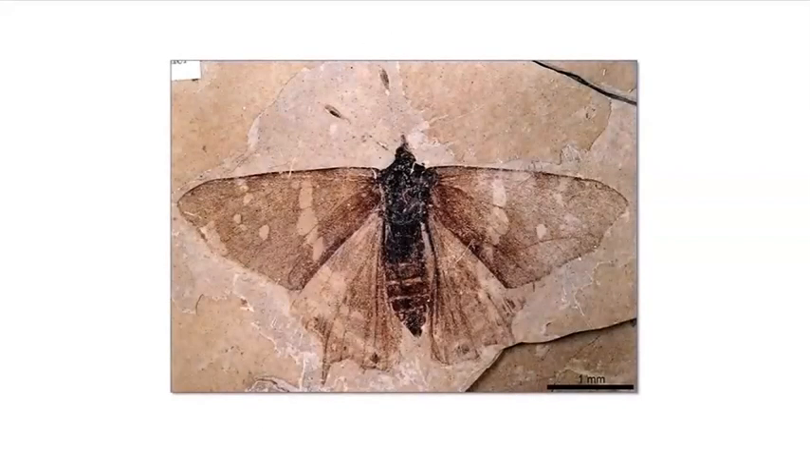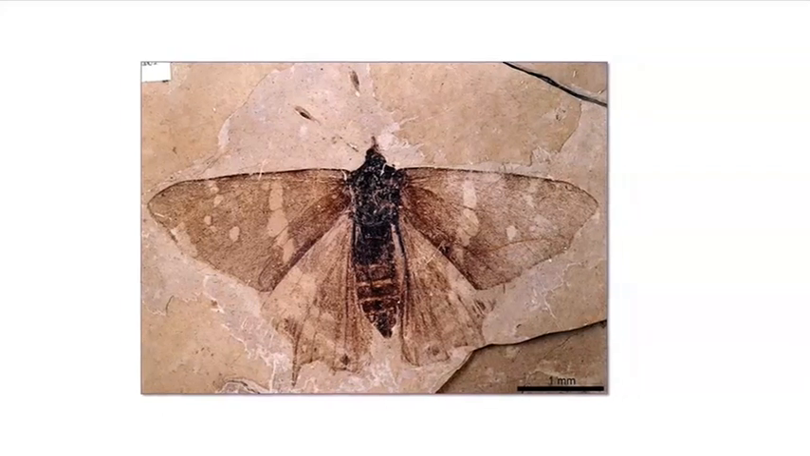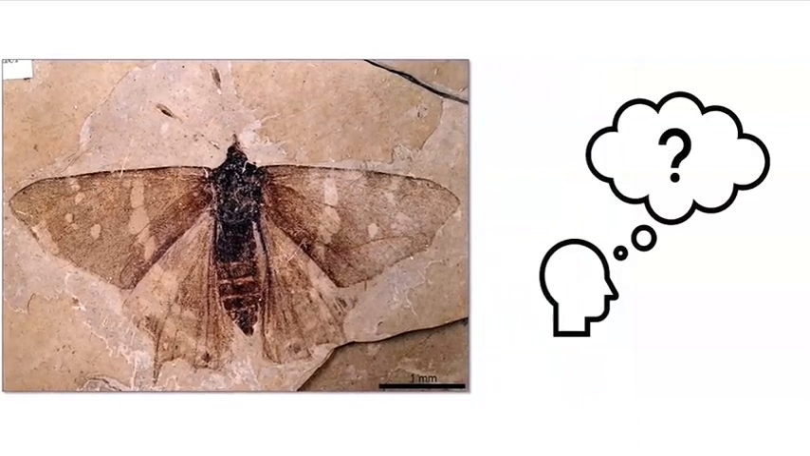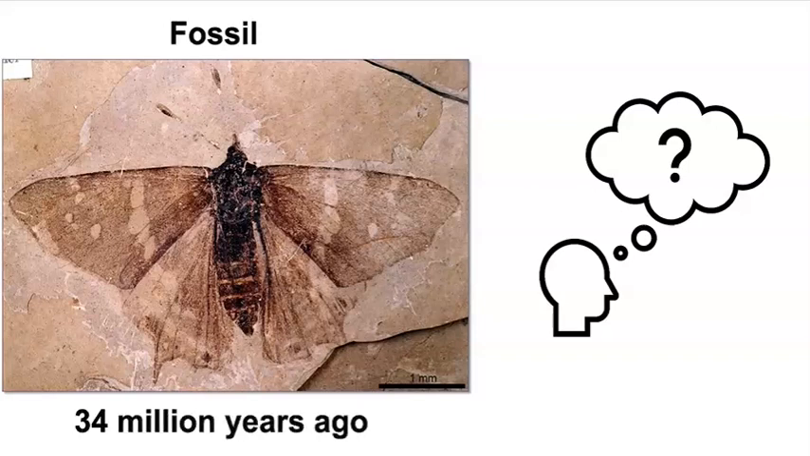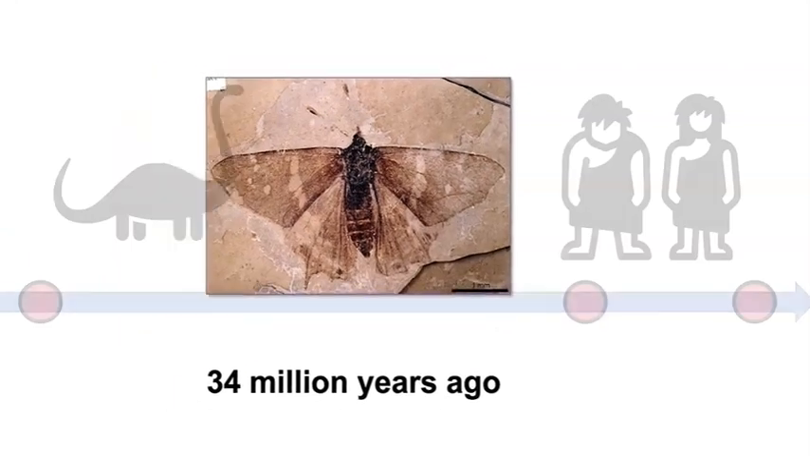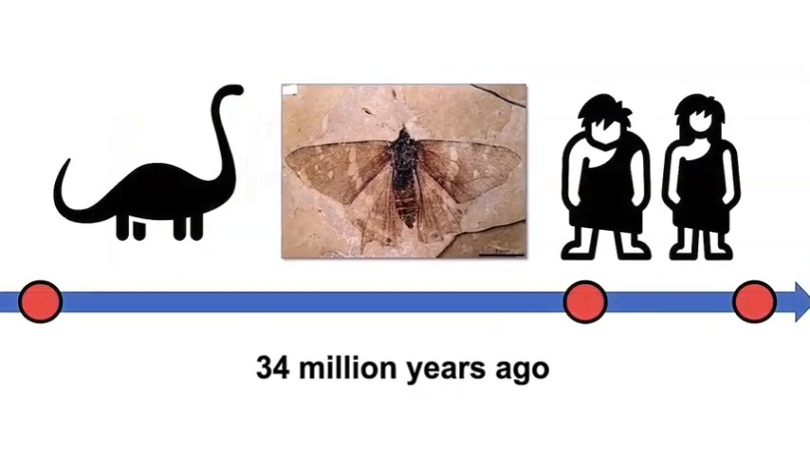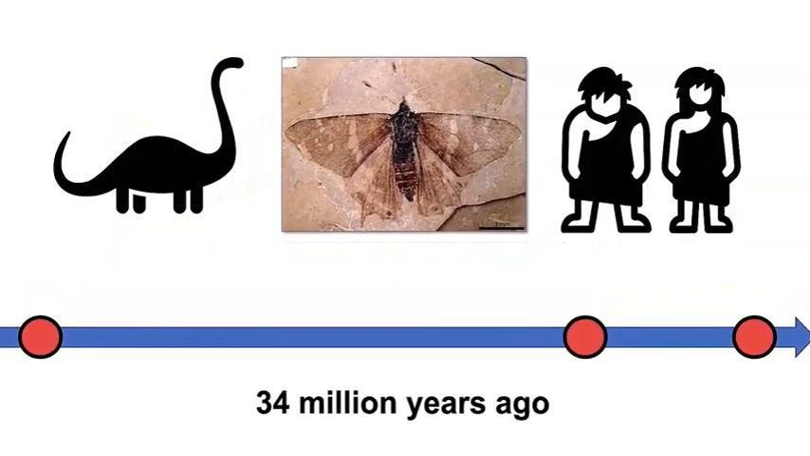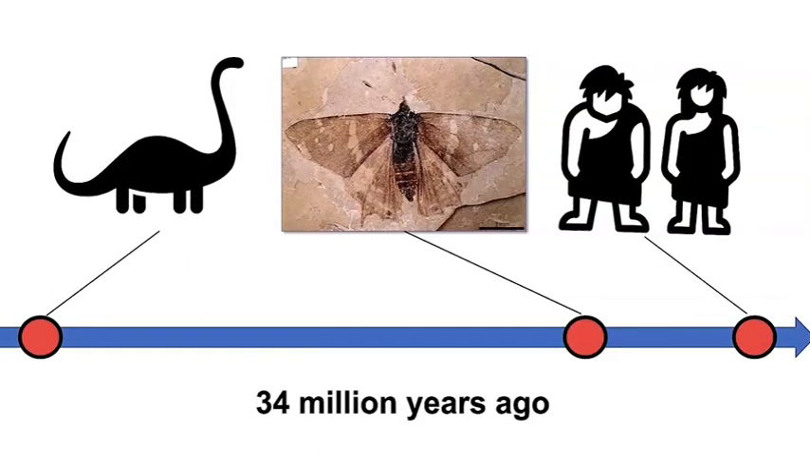Now let's jump forward in time to today. This is all that's left of that butterfly. What do you think happened? We know that this butterfly fossil formed 34 million years ago, which means that this fossil formed after the earliest dinosaurs and before the earliest humans.